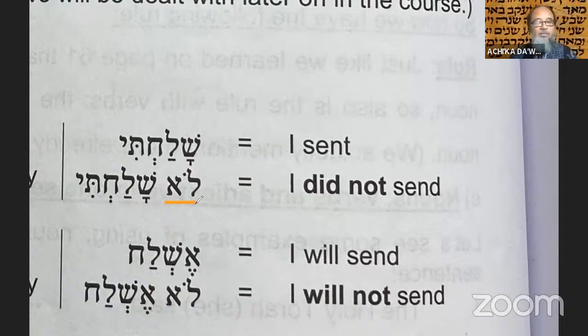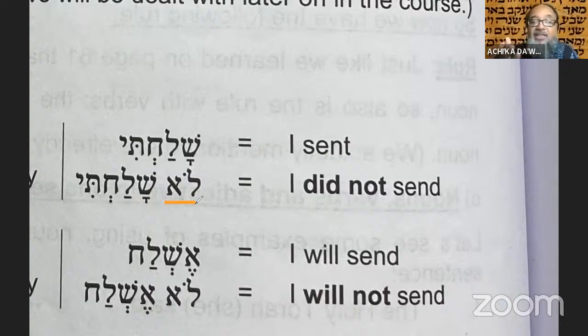No, did not. That means did not. Okay. Shalakti. I did not sin. So shalakti is "I sinned." If I want to negate that and reverse it, all I do is put the lo on it and it will reverse what I just said.